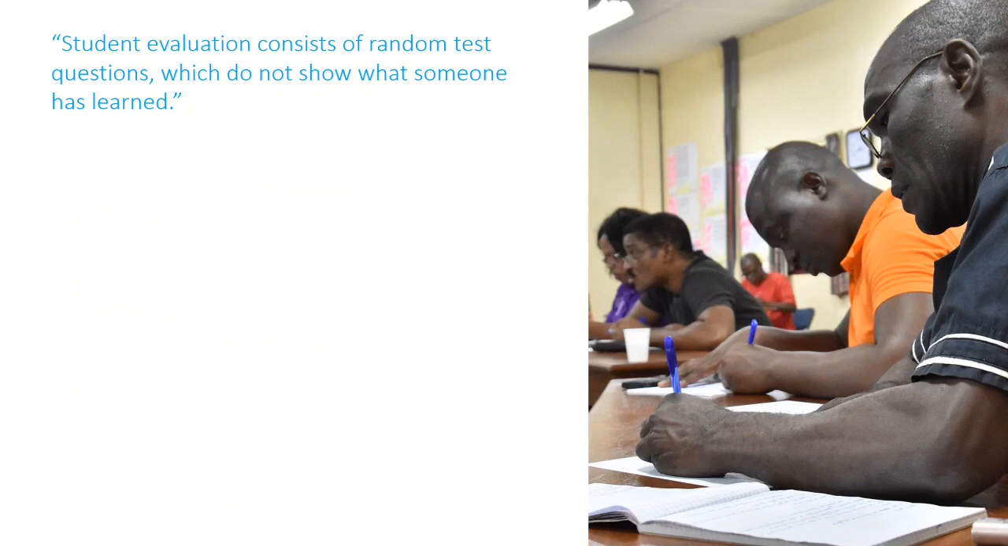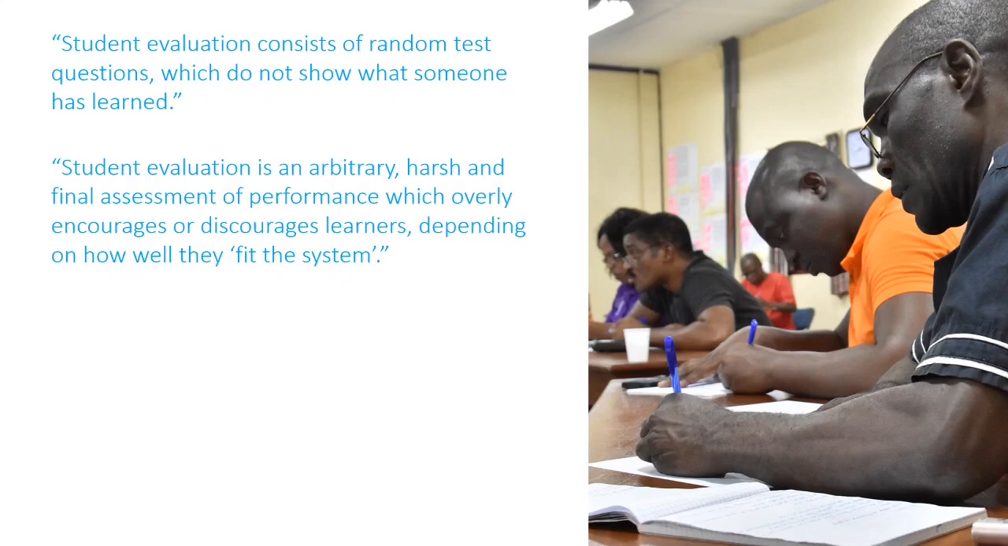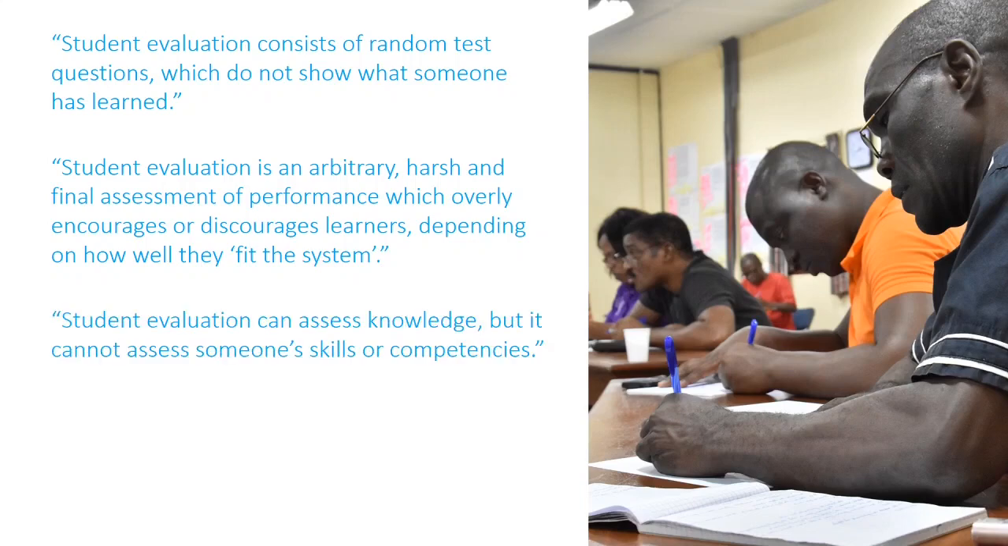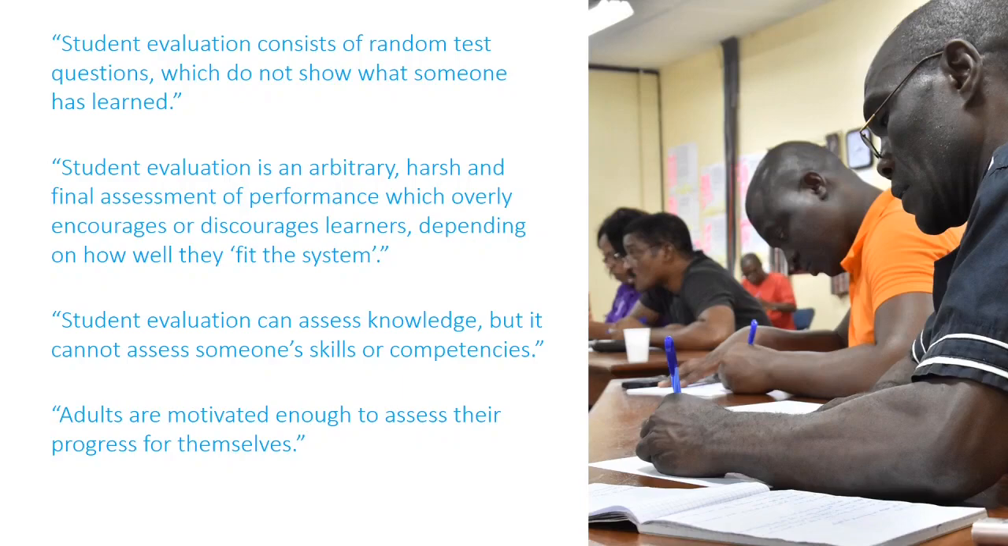Student evaluation consists of random test questions which do not really show what someone has really learned. Student evaluation is an arbitrary, harsh, and final assessment of performance which overly encourages or discourages learners, depending on how well they fit the system. Student evaluation can assess knowledge, but it cannot assess someone's skills or competencies. Adults are motivated enough to assess their progress for themselves.